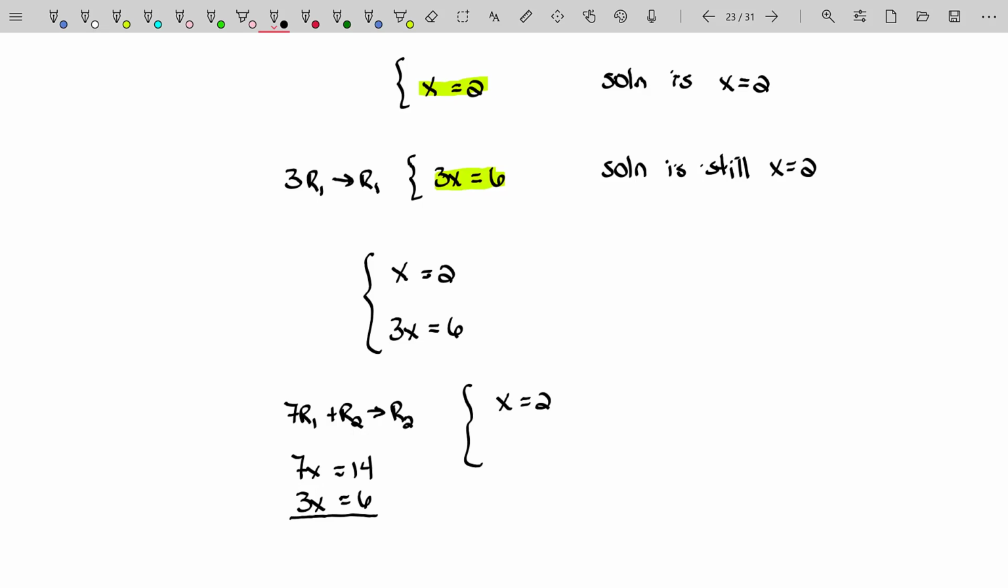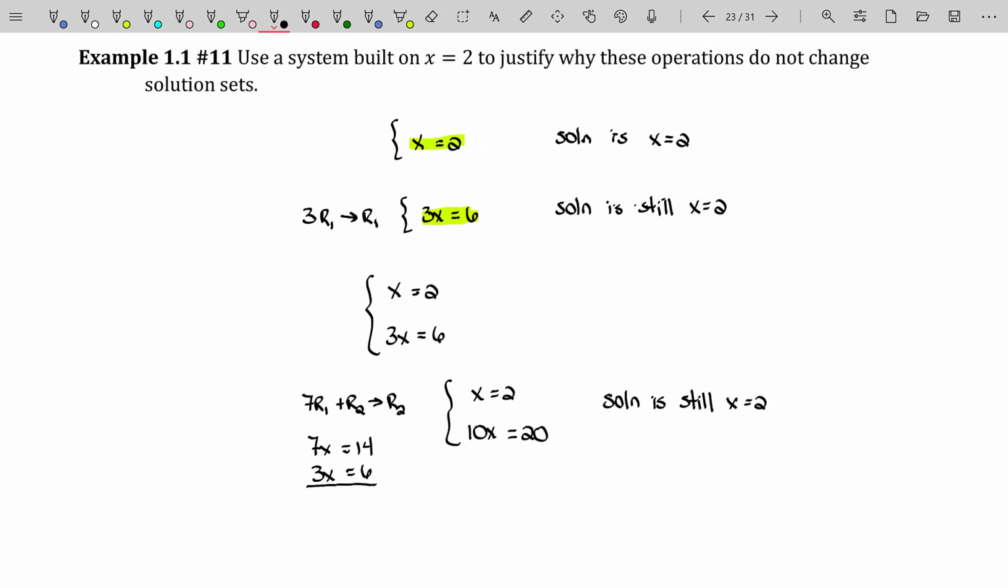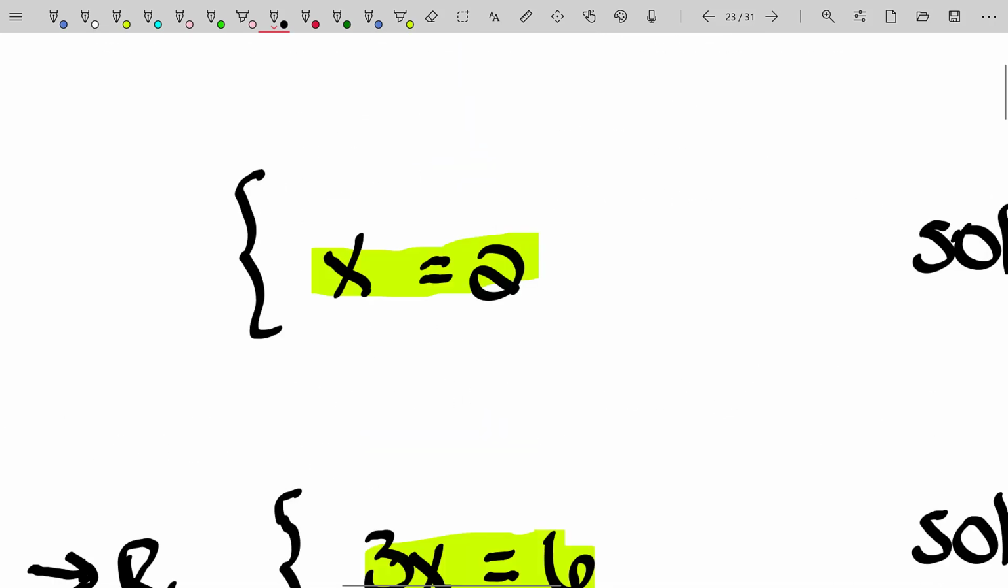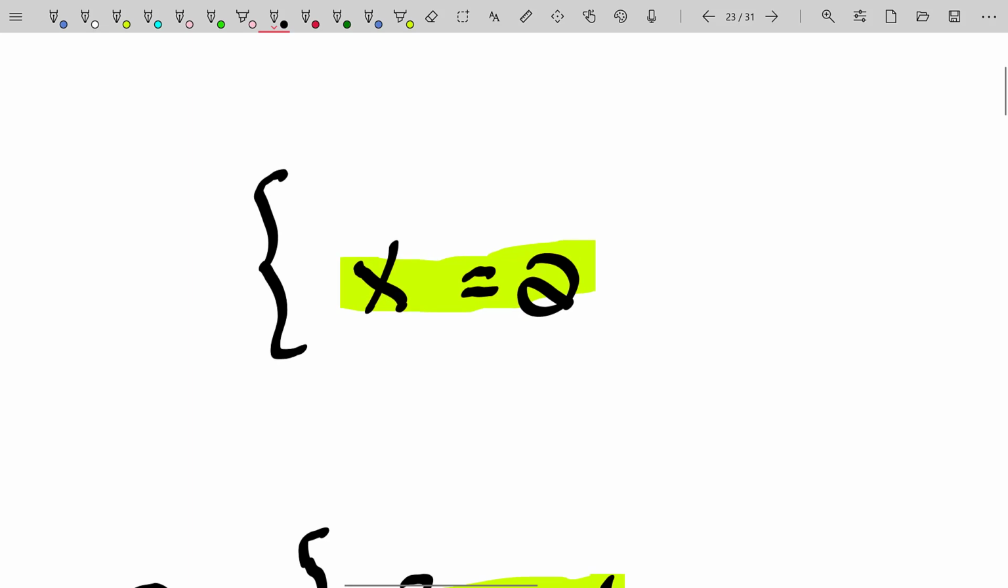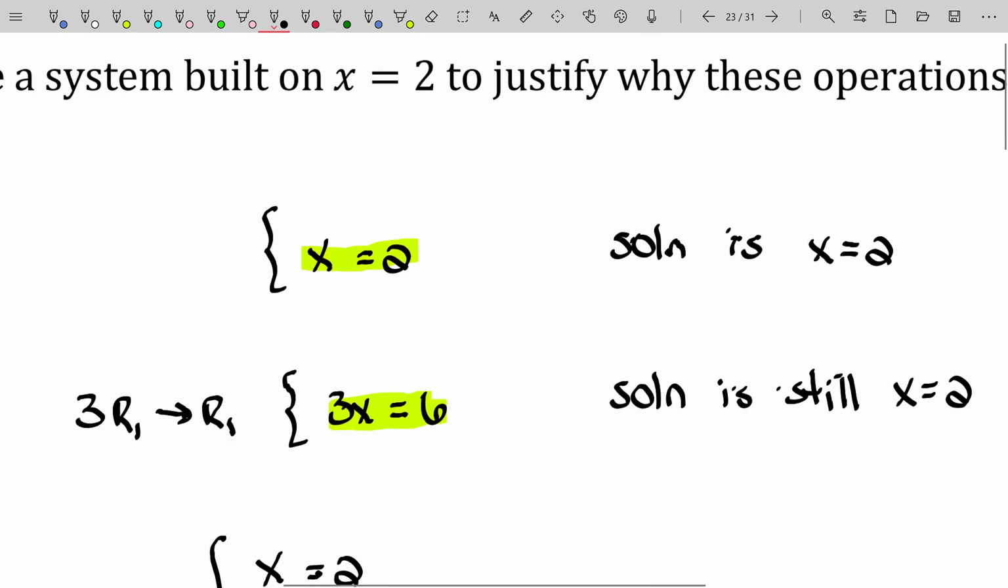If you add those up, you'll get the new equation, 10x is equal to 20. What is the solution to that new equation? Well, you guessed it, it's 2. So this is a really good justification. We're saying I've taken an equation I know the solution for, I'm multiplying it by a non-zero constant and the solution is still the same.